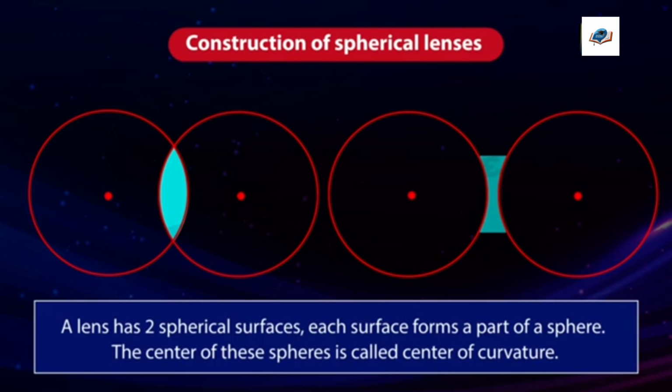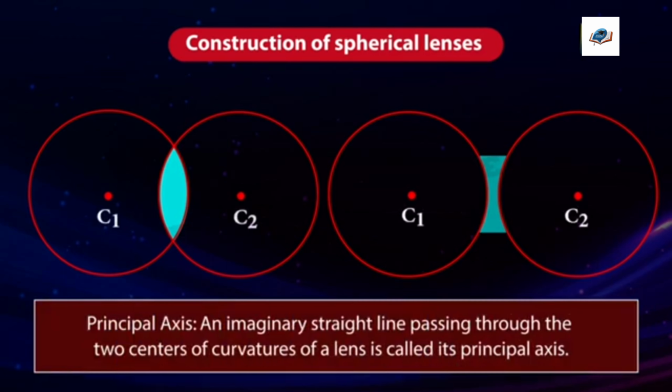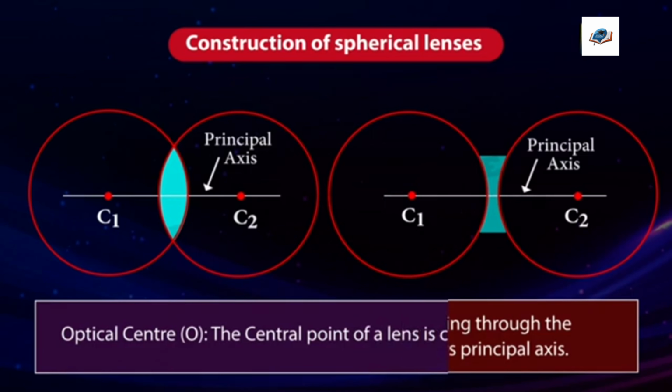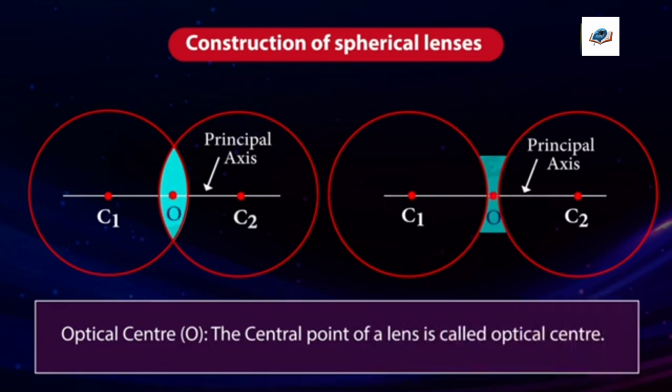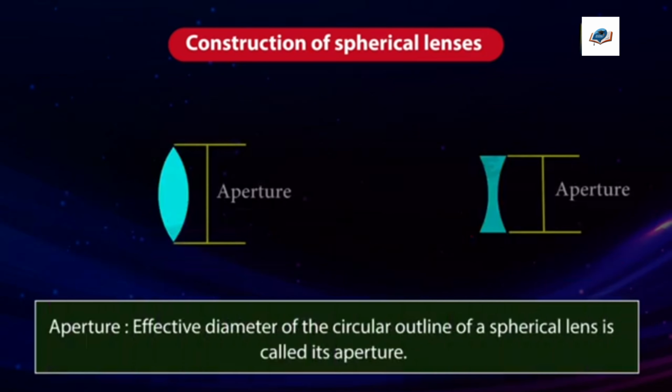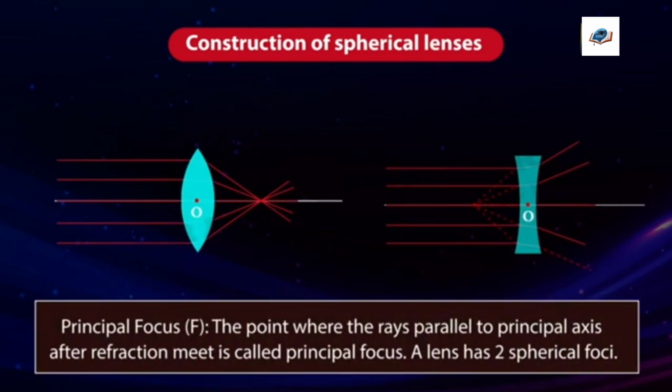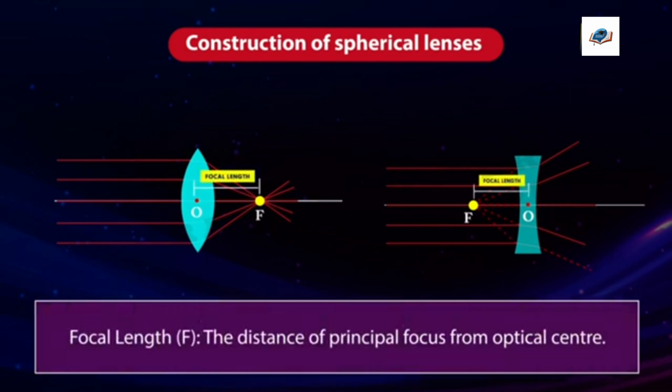Principal axis: an imaginary straight line passing through the two centers of curvature of a lens is called its principal axis. Optical center O: the central point of a lens is called optical center. Aperture: the effective diameter of the circular outline of a spherical lens is called its aperture. Principal focus F: the point where the rays parallel to the principal axis meet after refraction is called principal focus. A lens has two principal foci. Focal length f: the distance of principal focus from optical center.